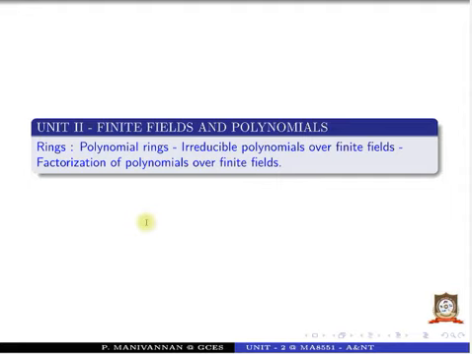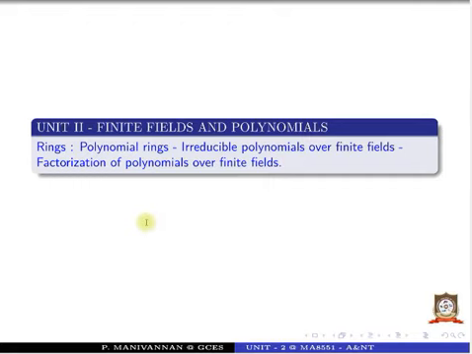These are the basic results for unit number 2. These results were discussed in unit number 1. These results must be used in unit number 2. Now we will go to unit number 2.